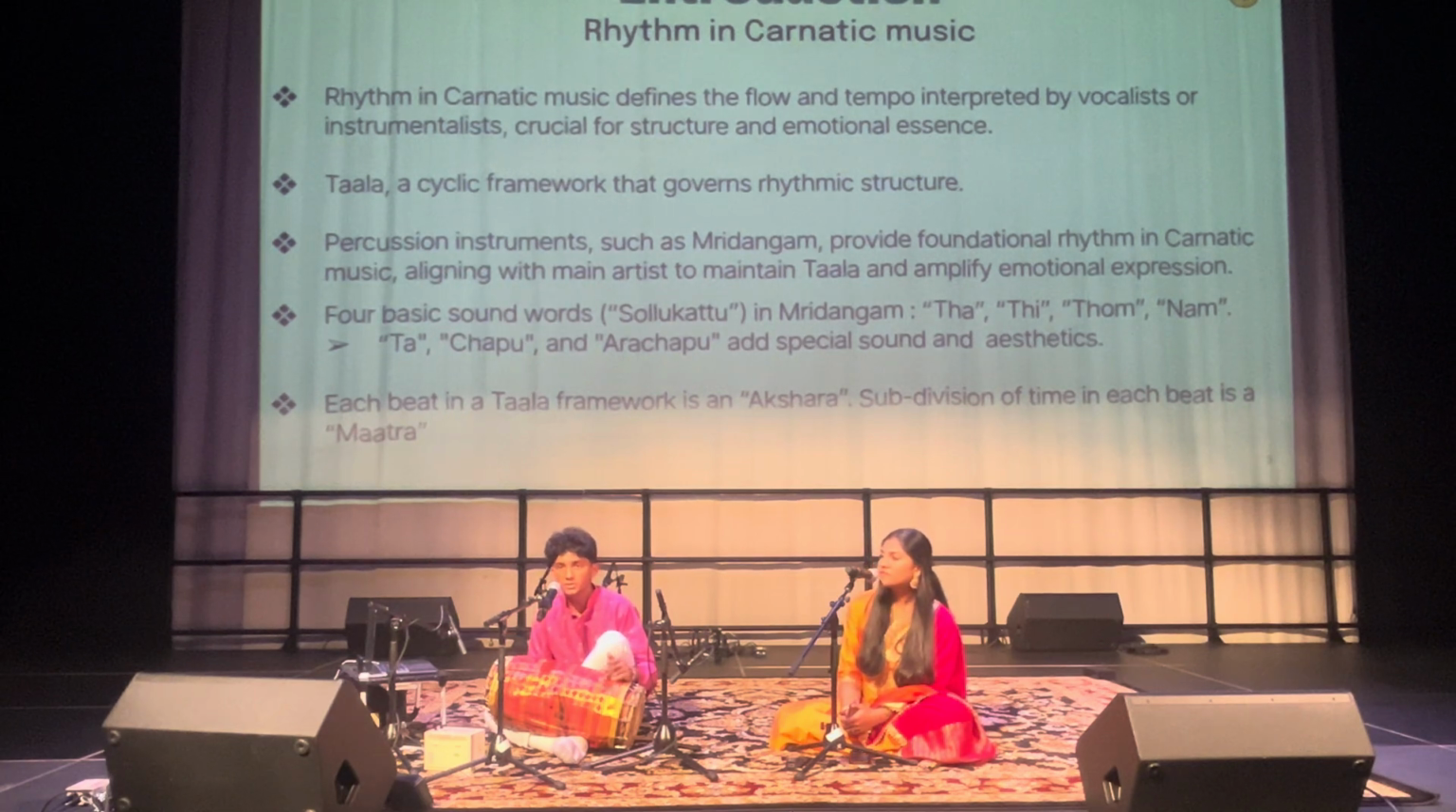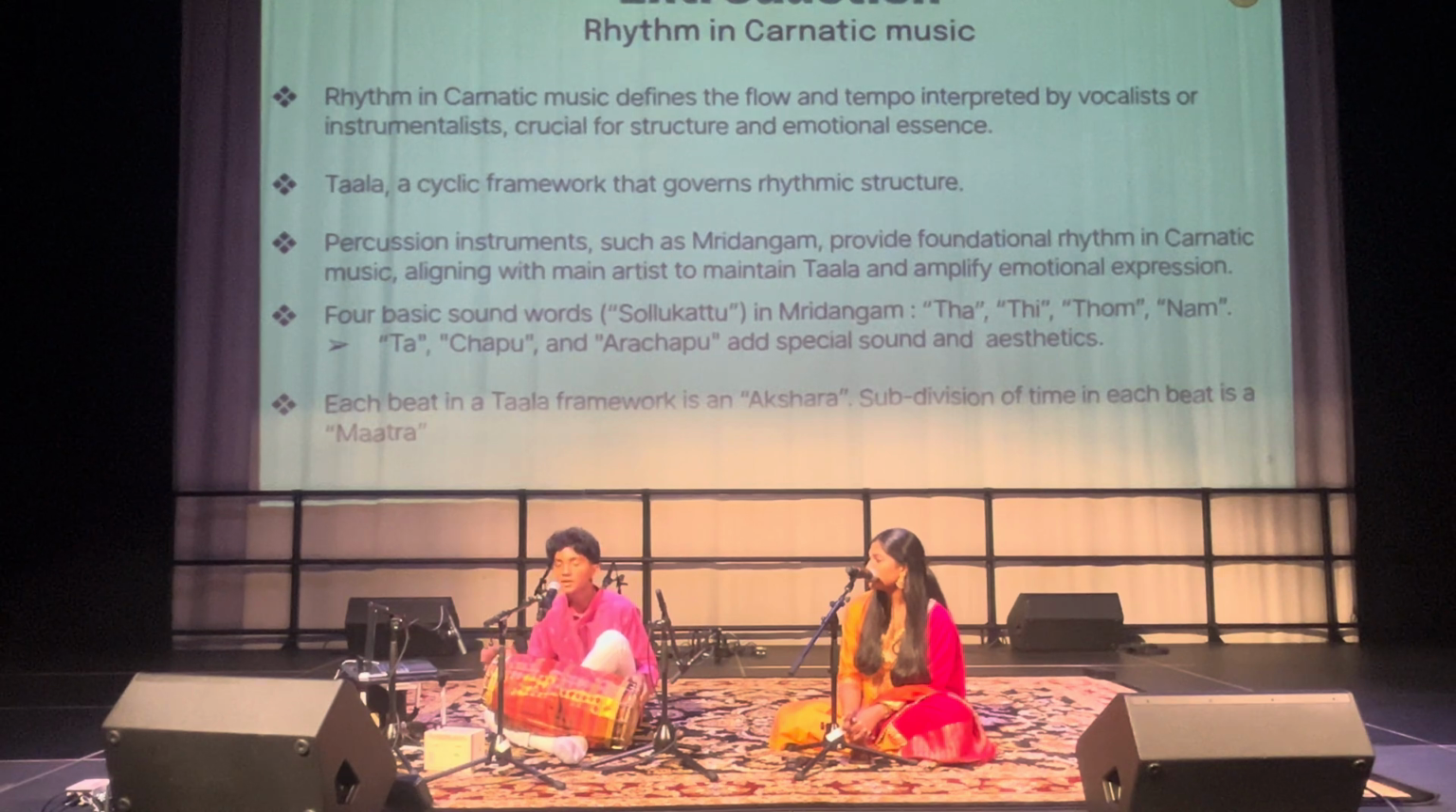So, percussion instruments such as mridangam provide foundational rhythm in Carnatic music, which aligns to the main artist in order to maintain tala and amplify the emotional expression. So the mridangam, kanjira, and ghatam, and other percussion instruments align with the main vocalist or instrumentalist to maintain that emotional expression and keep the tempo and flow.